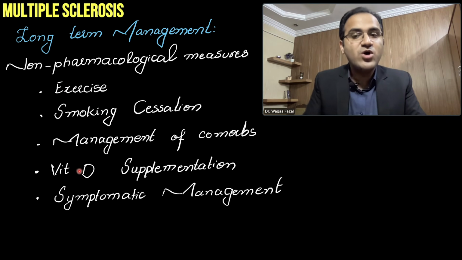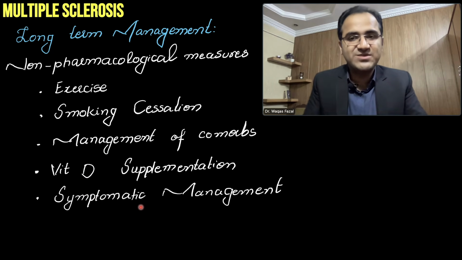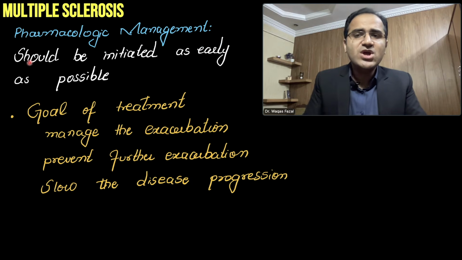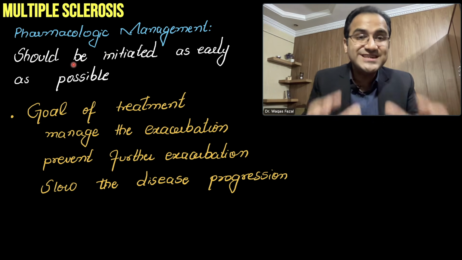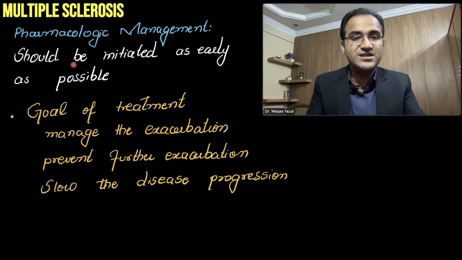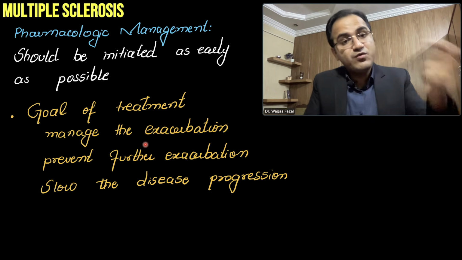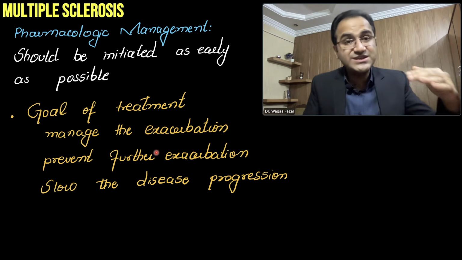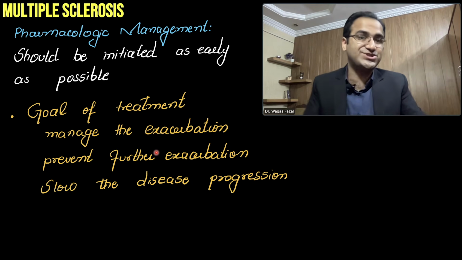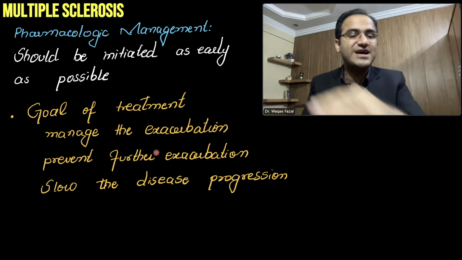You manage the comorbs. You give vitamin D supplementation. You go for symptomatic management. I'll talk about the symptomatic management in detail. In the pharmacologic management, certain therapies are initiated and those therapies control the immune system from attacking the body. The goal of the treatment is to manage the exacerbation and prevent further exacerbation and slow down the disease progression. The disease that was progressing, you slow down with this baseline therapy.